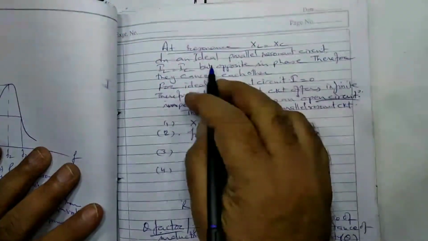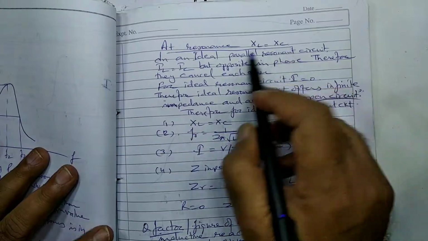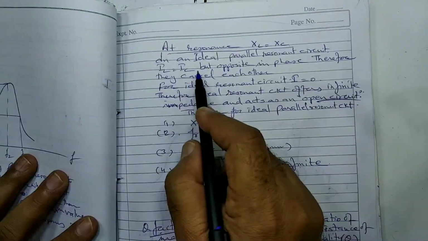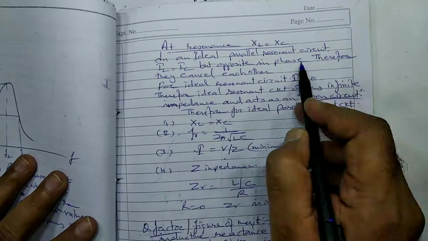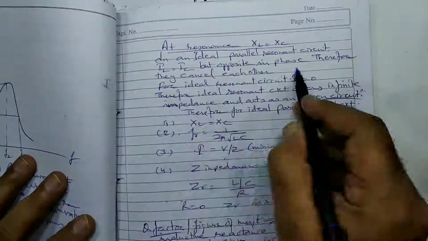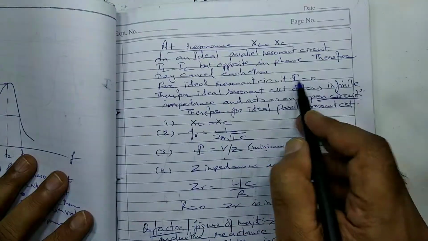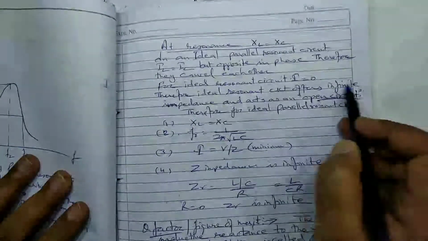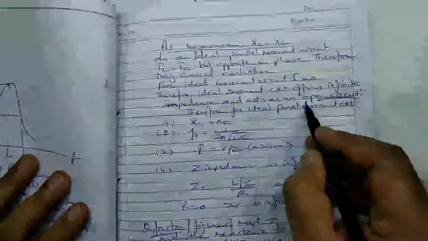So at resonance, XL is equal to XC. In an ideal parallel resonant circuit, IL is equal to IC but opposite in phase. Therefore, they cancel each other. For ideal resonant circuit, I is equal to 0. Therefore, ideal resonant circuit offers infinite impedance and acts as an open circuit.